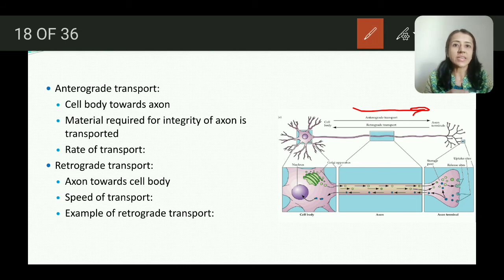And retrograde transport is the transport of substances in the opposite direction, from the axon towards the cell body. Here the speed is half, 200 mm per day. Certain substances, like nerve growth factor or certain toxins or viruses, are transported by retrograde transport.